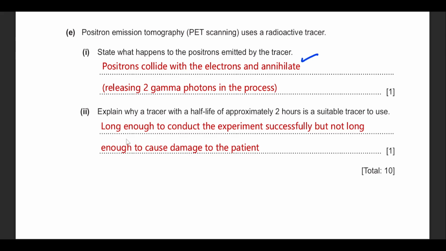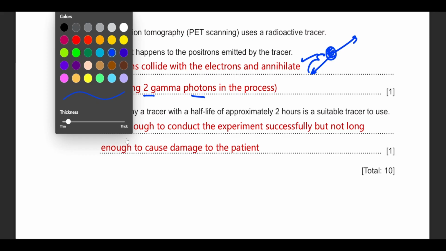And after annihilation, they release two gamma ray photons in opposite directions, which help us backtrack our way to the site of the tumor. That's why we do PET scans.